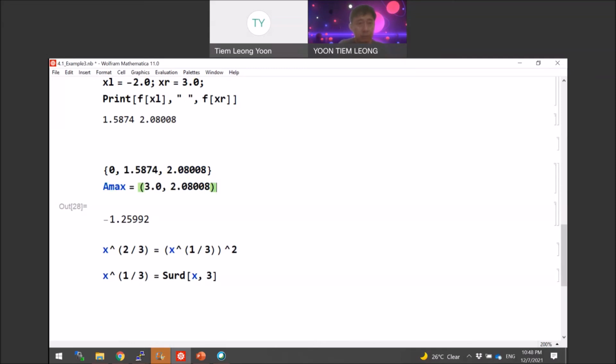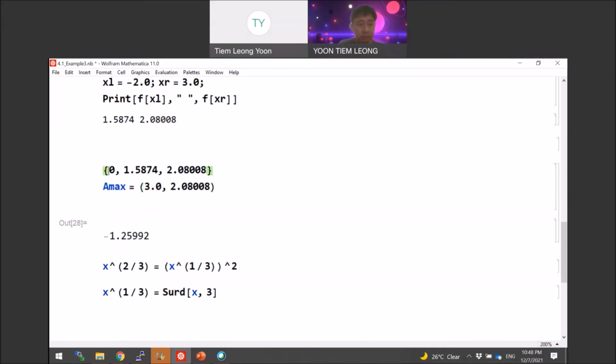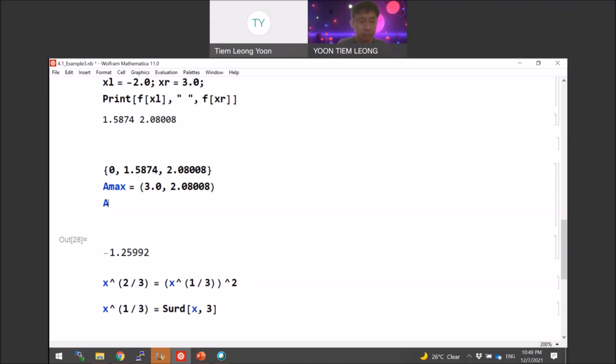And what is your absolute minimum? The absolute minimum is the value which is the smallest, which occurs when x equals 0. So the absolute minimum, I will write it as a value which is equal to 0. This is the value of the function at the absolute minimum, and the corresponding x value is when x equals 0. So this is our absolute maximum point, and this is our absolute minimum point.